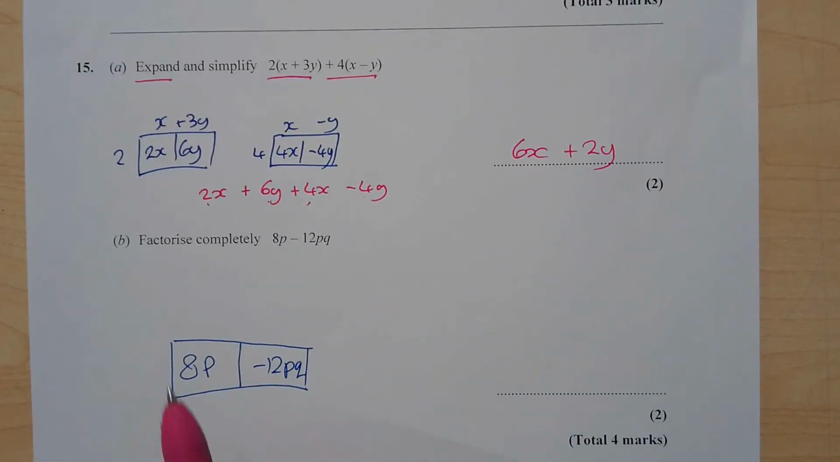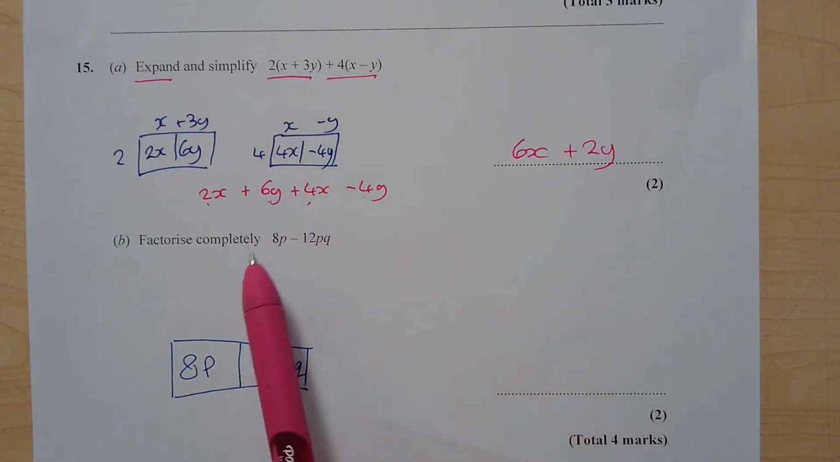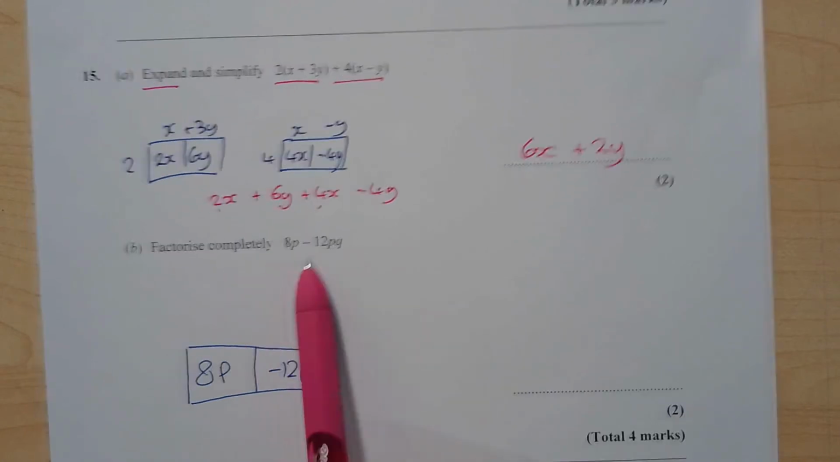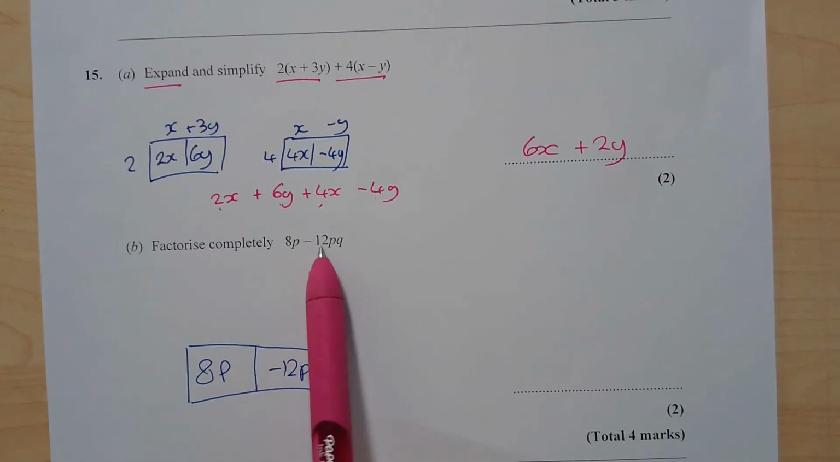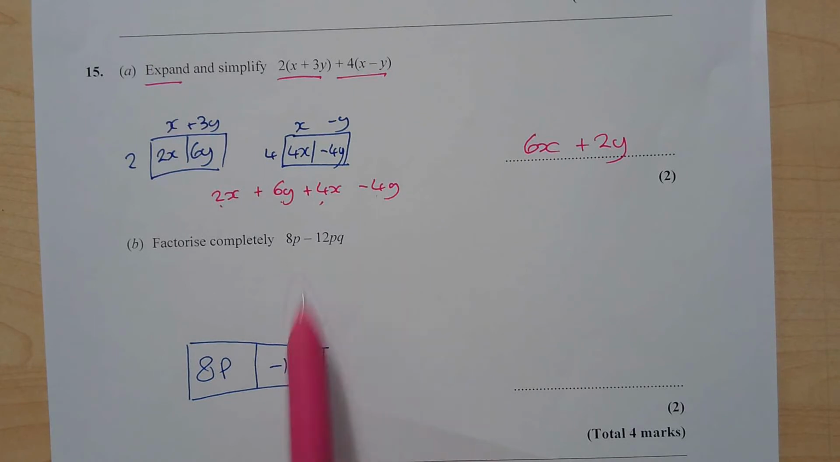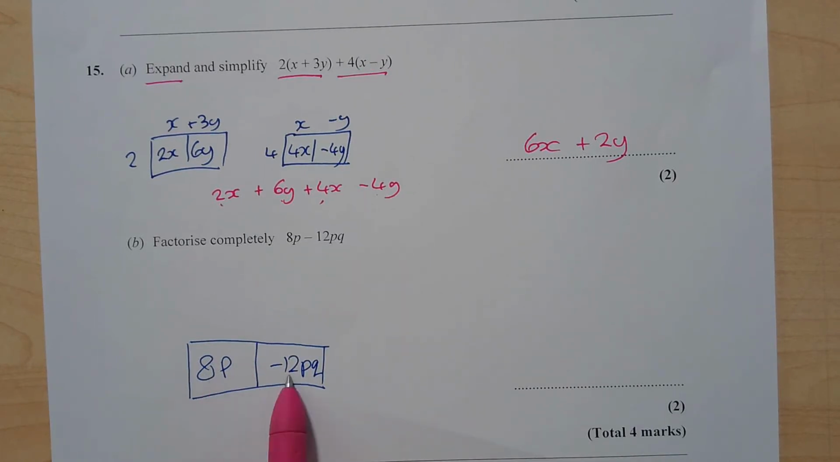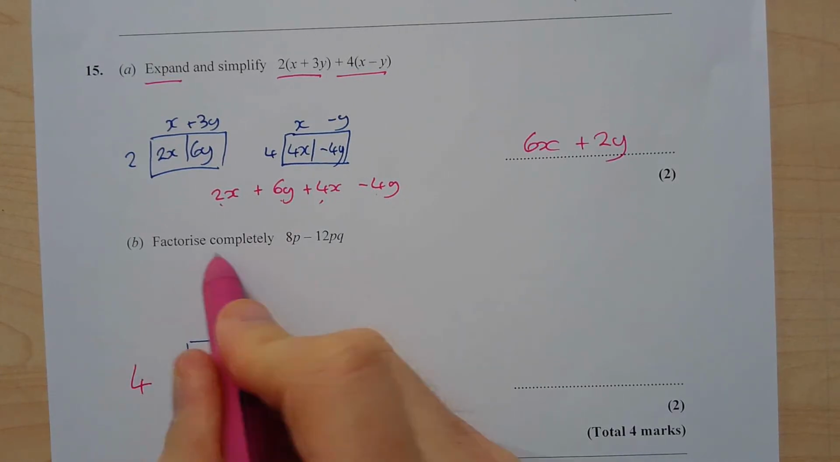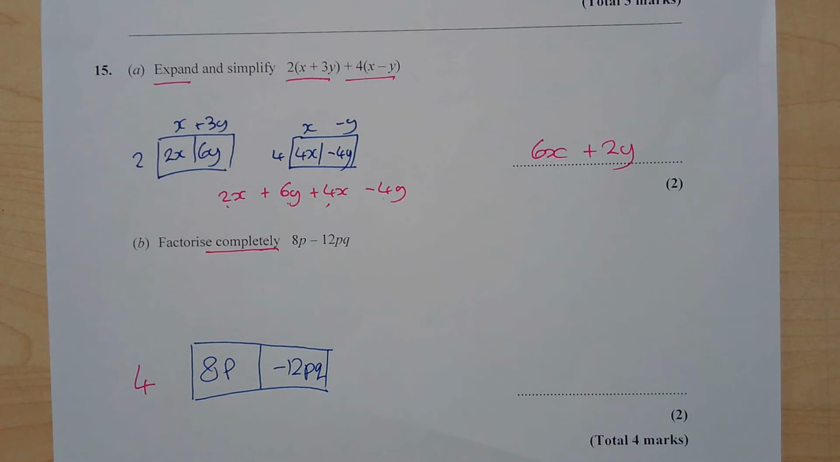Here we've got the opposite, expanding, factorising. Factorise completely. So I want to take out not just a factor of my numbers, but looking at my letters as well. So I've put it back into this box. 8 and negative 12, what have we got in common? Well, 4. We've got 2 in common as well, but I'm factorising completely. I want the biggest number out.